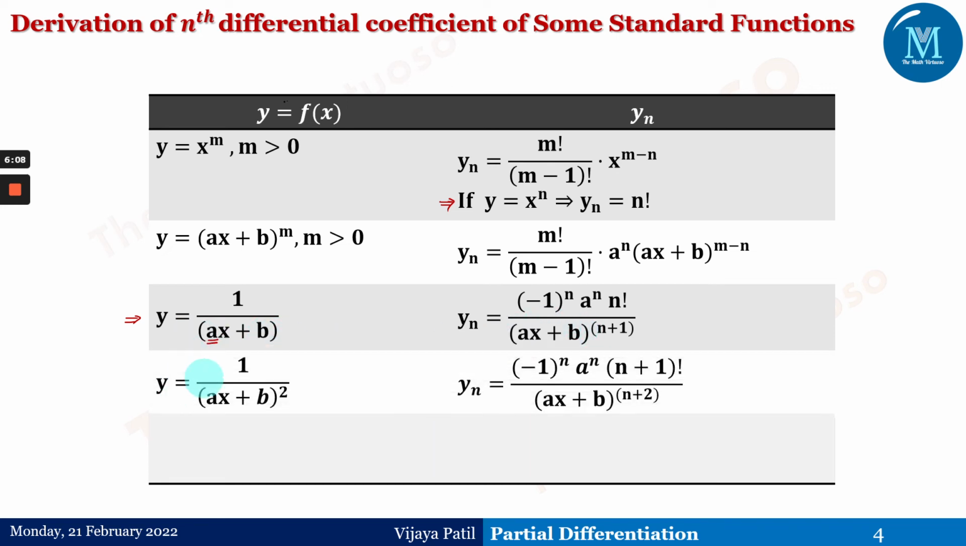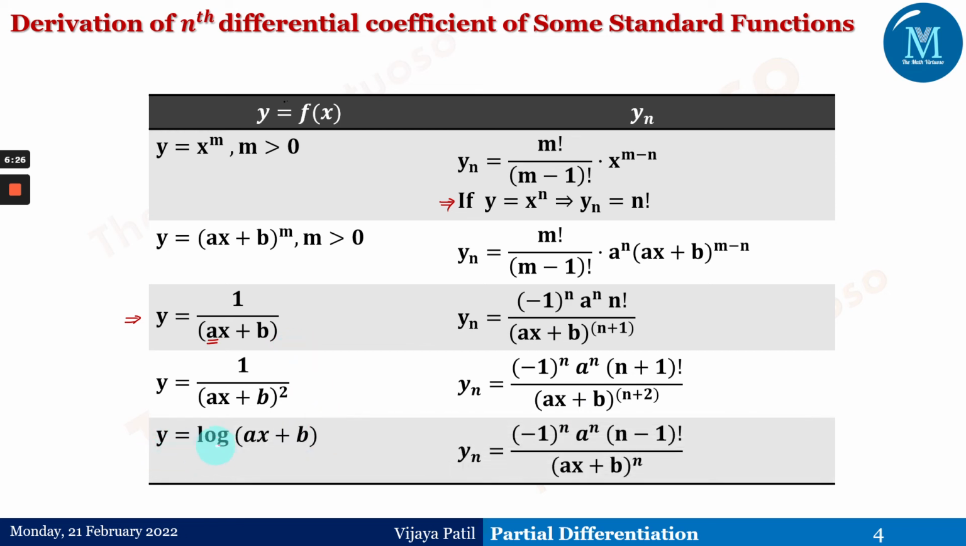Then y is equal to 1 upon (ax plus b) to the power 2 gives us almost the same result. Where is the change? The change is that instead of n factorial, it is (n plus 1) factorial, and in the denominator (ax plus b) to the power n plus 2. That is the change between these consecutive formulae. Then y is equal to log of (ax plus b), whose nth derivative y_n is minus 1 to the power n minus 1, a to the power n, (n minus 1) factorial upon (ax plus b) to the power n.